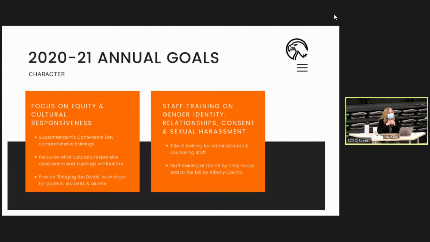Under character, we did try and keep our goals reasonable this year, knowing that we had a lot of things going on with COVID, but we do have goals related to equity and cultural responsiveness, as well as staff training on gender identity, relationships, consent, and sexual harassment. And some of those things have already begun taking place.